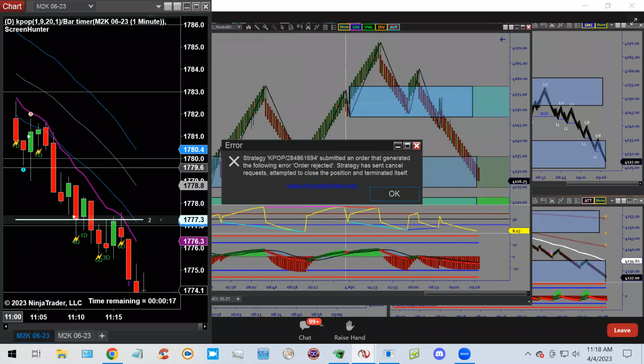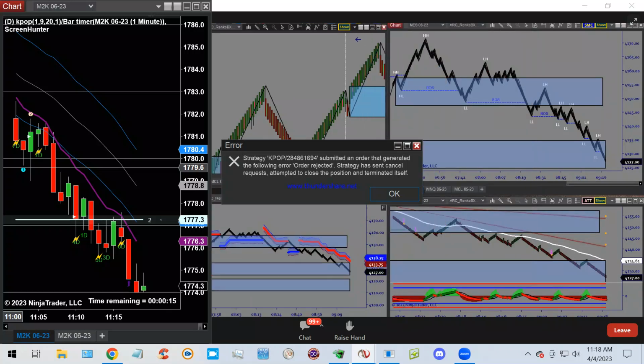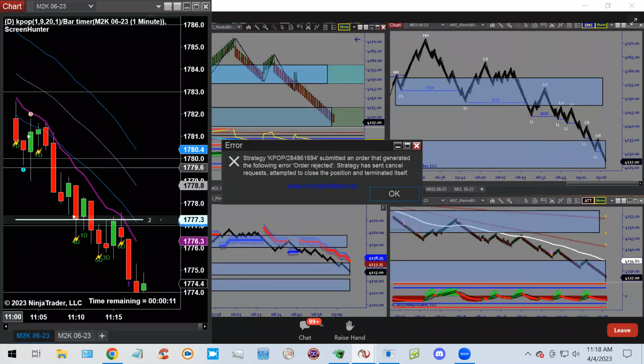Okay, take a look at this. Take a look at the higher time frame support level right now. You see this? You see how we're just trading through it?